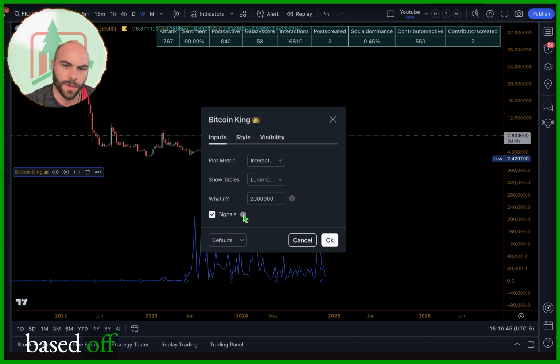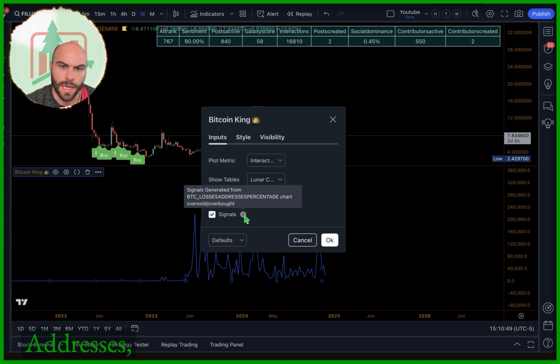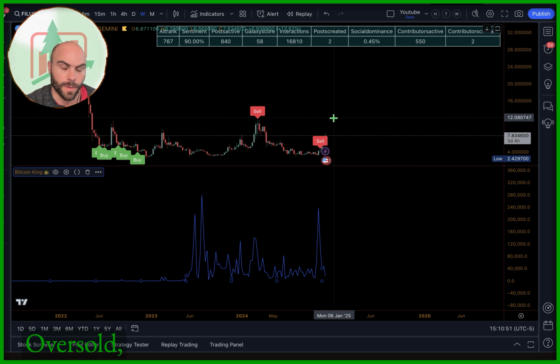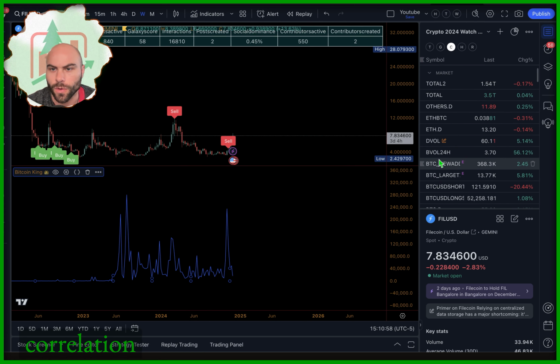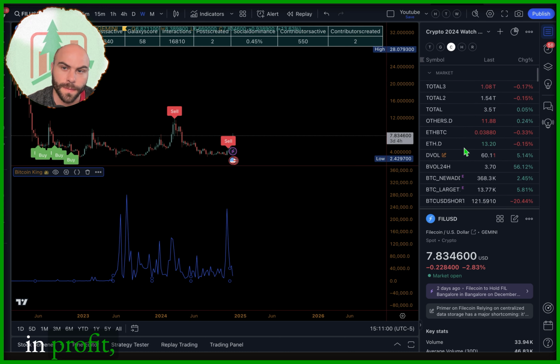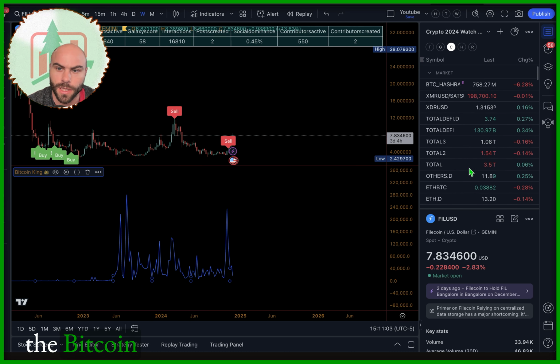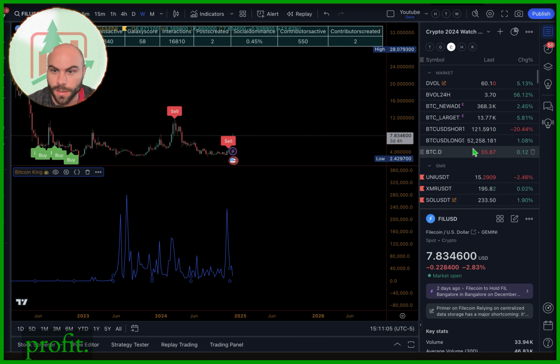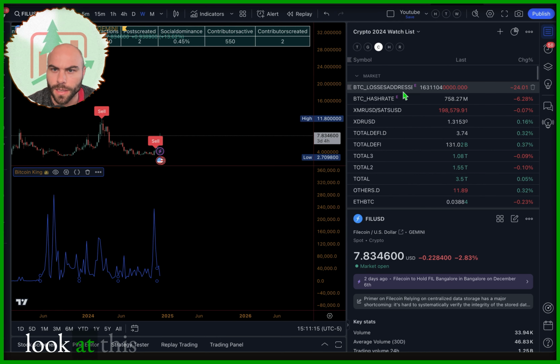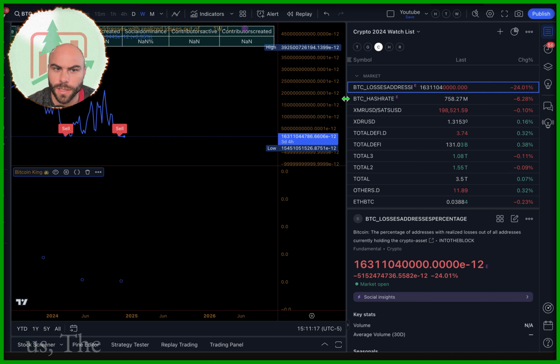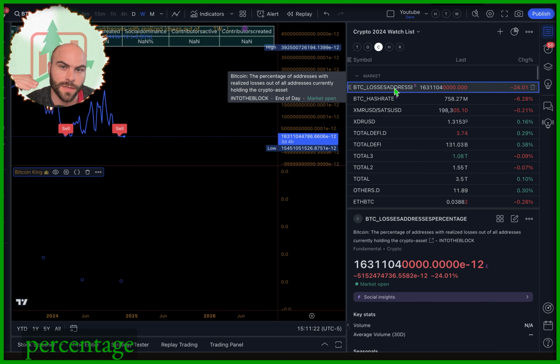This is based off of the BTC loss addresses percentage chart, oversold and overbought. And what that is, typically I found that there is a very good correlation of people who are in profit in total on the Bitcoin blockchain or not in profit. There is a correlation to where the price is about to move. So what that means is, if we look at this chart right here, this chart shows us the percentage of addresses with realized losses out of all the addresses currently holding Bitcoin.